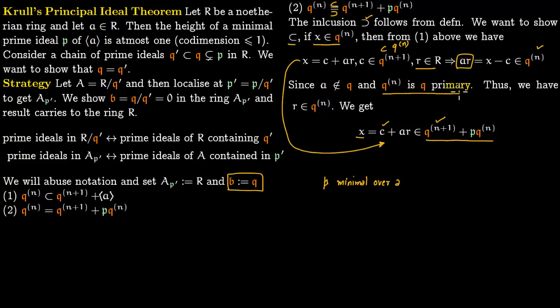But Qn is Q primary. So if a does not lie within Q, then because ar lies in Qn, where Qn is Q primary, by definition r has to lie in Qn. That was the story. So if r lies in Qn, then ar would also lie in PQn, precisely because a lies within P. So this is the height of the minimal prime ideal of a. So a obviously is contained within P. So a lies within P, r lies within Qn, and that's what we wanted to show.